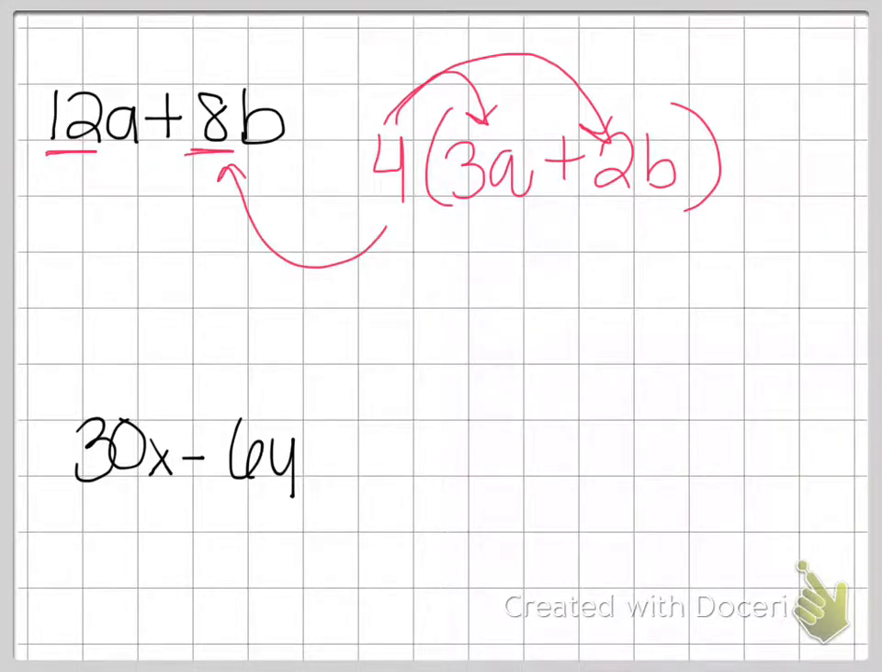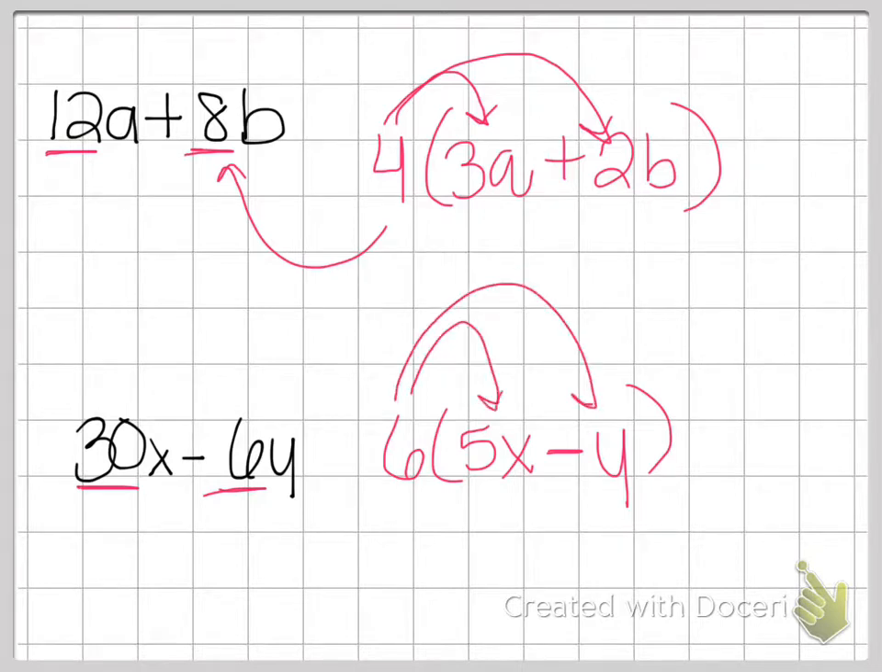Let's try another one. So we have 30x minus 6y. Looking at our coefficients, the greatest common factor here is 6. So I'm going to divide both my coefficients by 6. 30x divided by 6 is 5x minus 6y divided by 6 would be 1. So in this case, it would just be y. And you can do a mental check to see that you get back to your original expression.